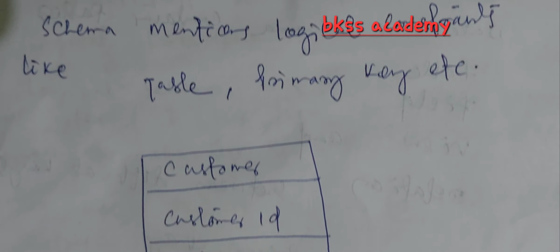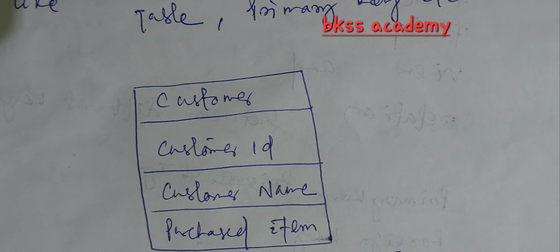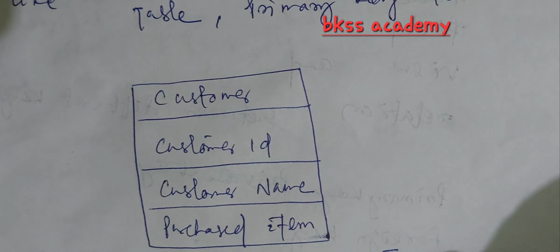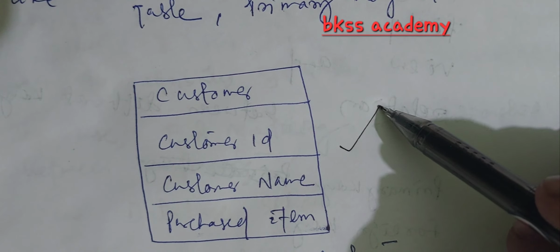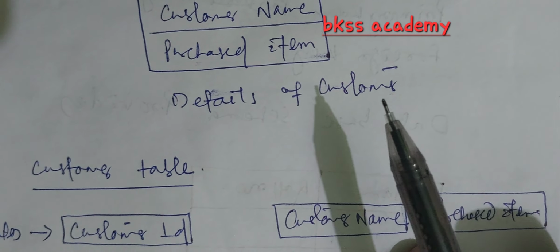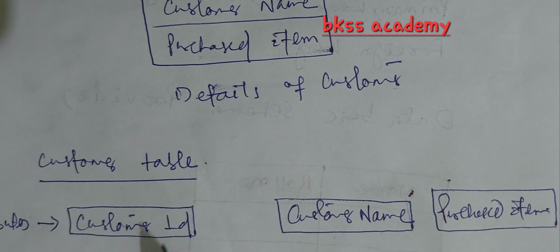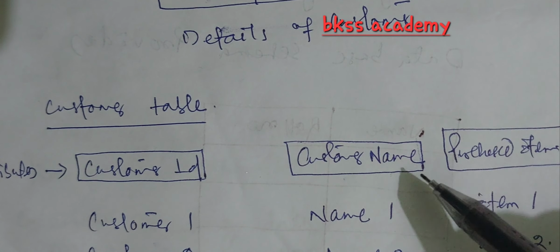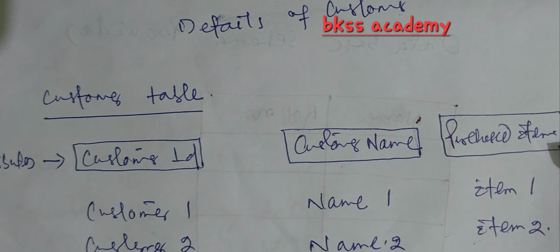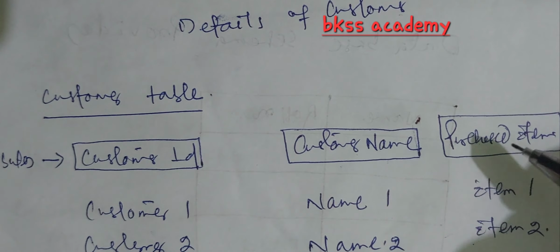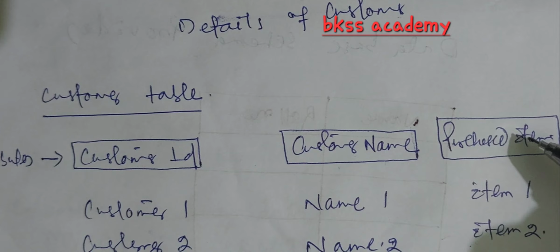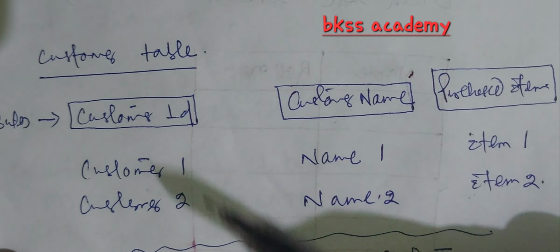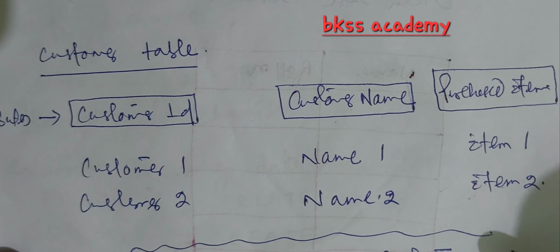One example of the design of a schema is this: customer id, customer name and purchased item. These are the details of the customer, and we can tell it like this also. This is the customer table. The first column is customer id, the second column is customer name, and this is the purchased item. These customer id, customer name and purchased item are the attributes of the customer table. These are customer 1, customer 2, and all together it is the schema of the customer.